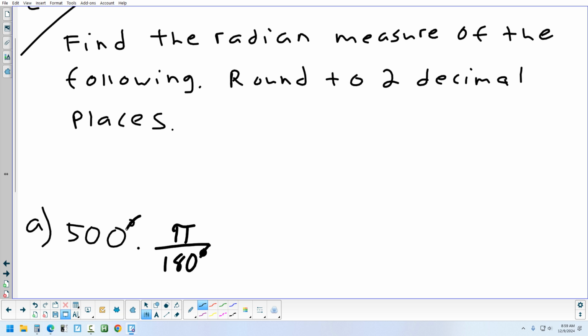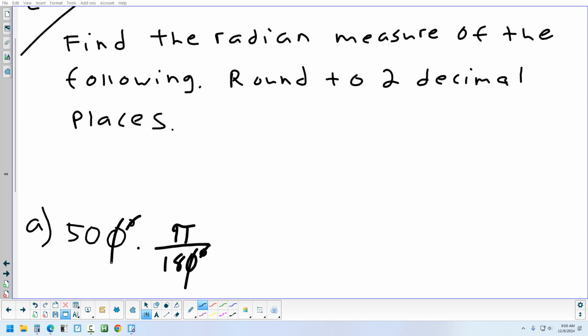Now, can you reduce? Yes. But since you're rounding to 2 decimal places, it doesn't matter. I guess if you want to save yourself a little typing on the calculator, just divide by 10 real quick. So 50 pi divided by 18. But again, reducing it doesn't matter because you're rounding it.